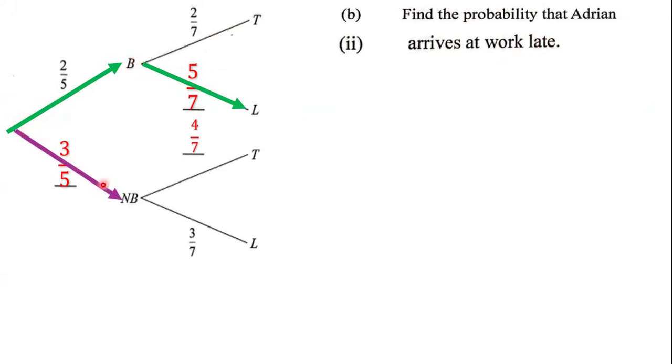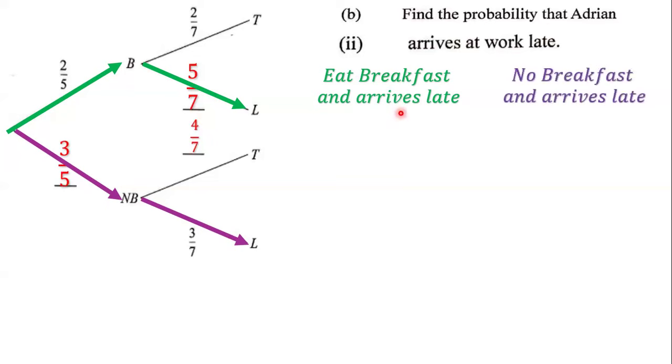Or he could not have breakfast and still arrive late, right? So there are two ways that this could happen. Let's figure out the probability that he eats breakfast and arrives late. The probability that he eats breakfast is 2/5, so we put 2/5 here. If he has breakfast, the probability that he arrives late is 5/7. So we have 2/5 multiplied by 5/7.